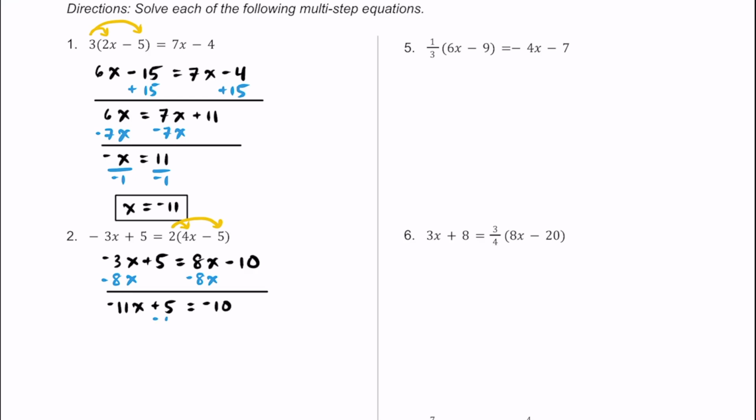Next, let's go ahead and use the subtraction property of equality again and take away 5 from both sides. So on the left side, we'll have negative 11x plus 0, or just negative 11x equals, and negative 10 minus 5 is going to be negative 15 on the right side.